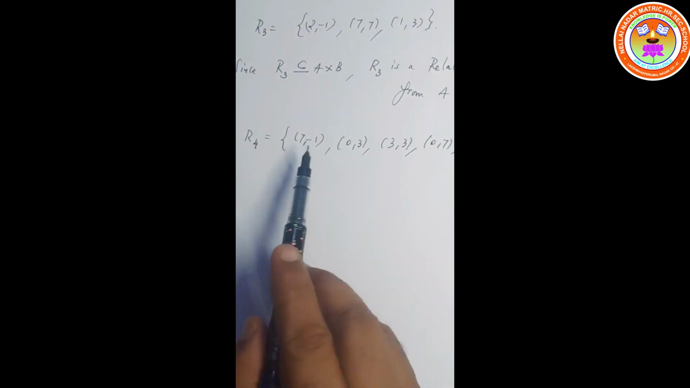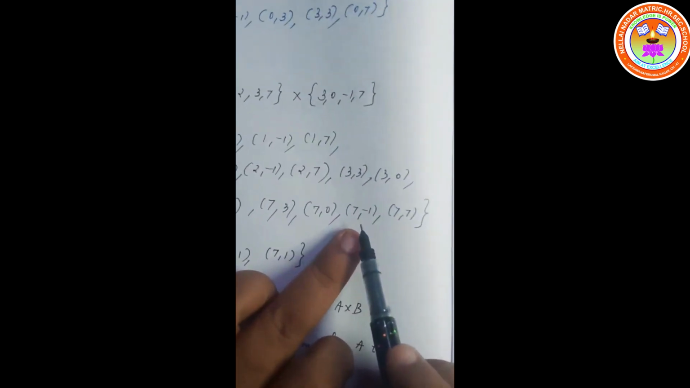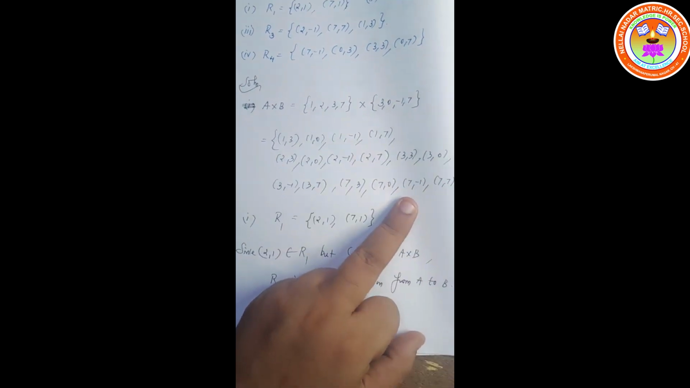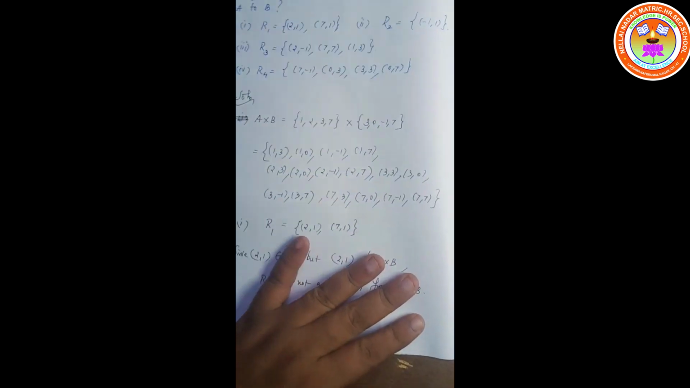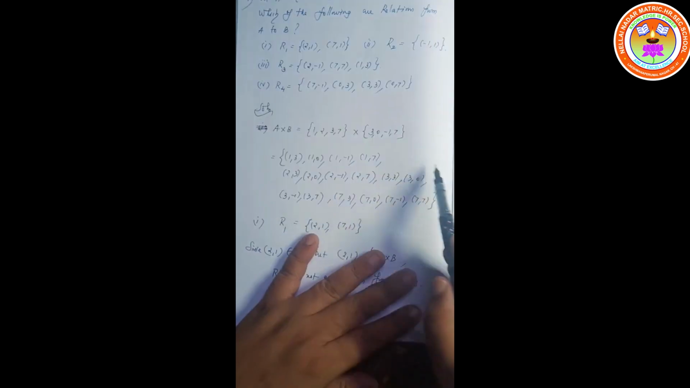Okay, you can verify one by one. (7, -1): yes, we have (7, -1) in A cross B. (0, 3): no (0, 3) here. Okay, (3, 3): yes, we have (3, 3). (0, 7): no (0, 7).